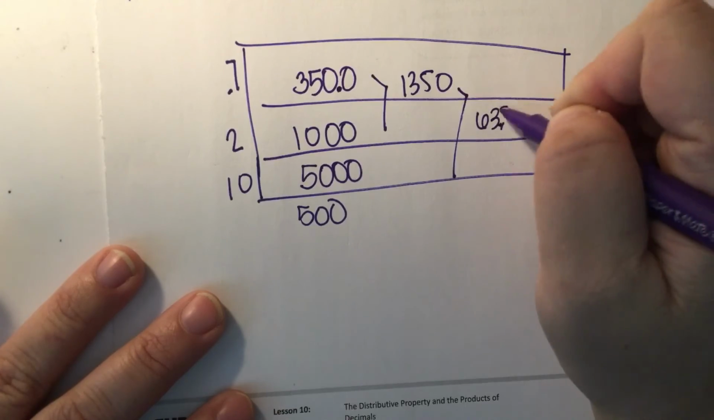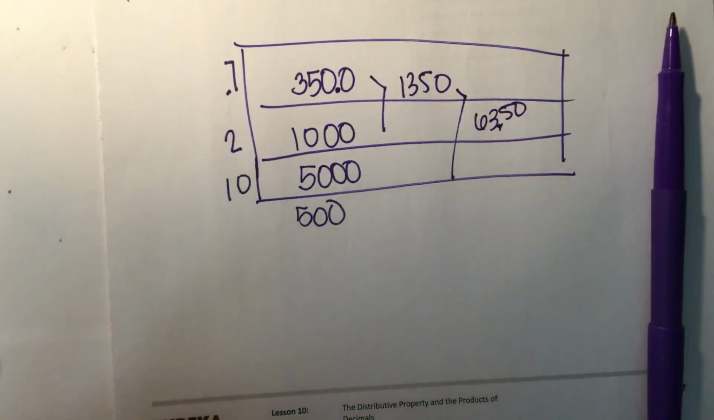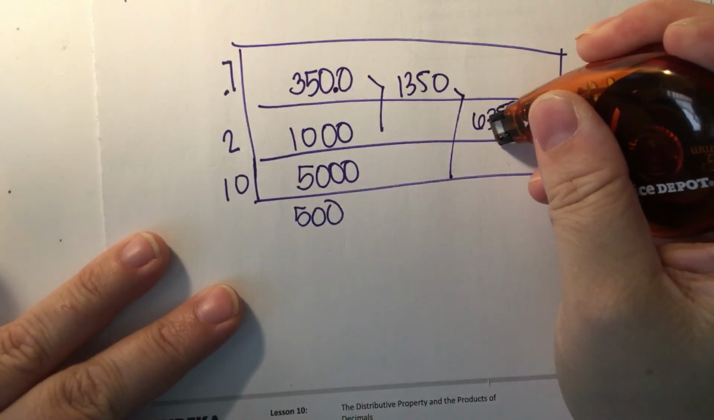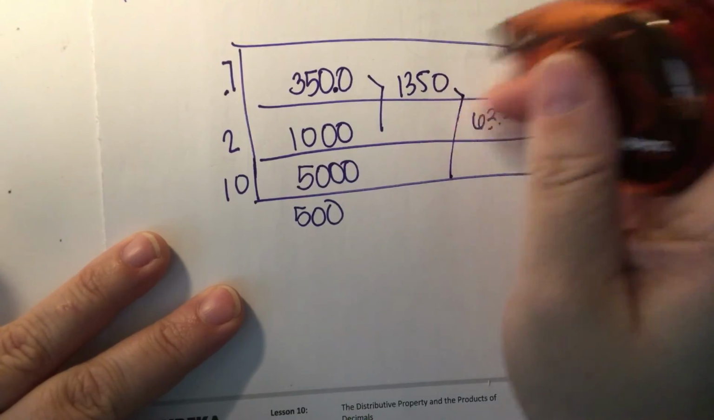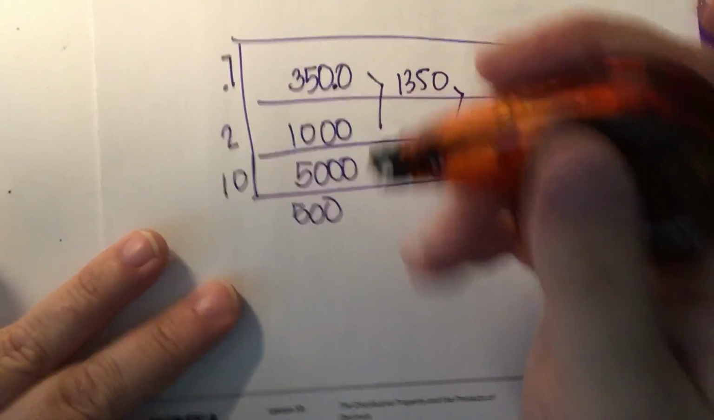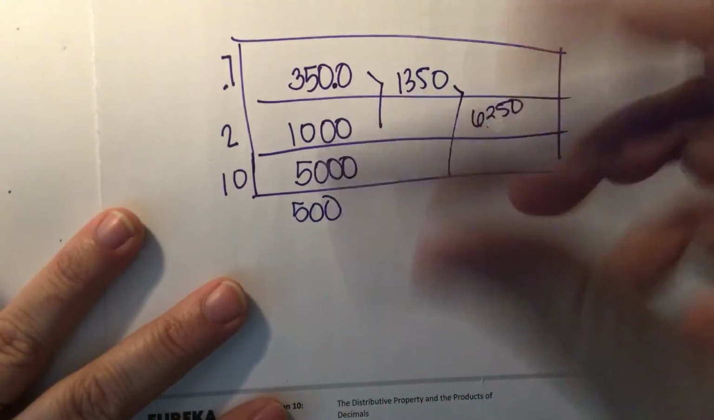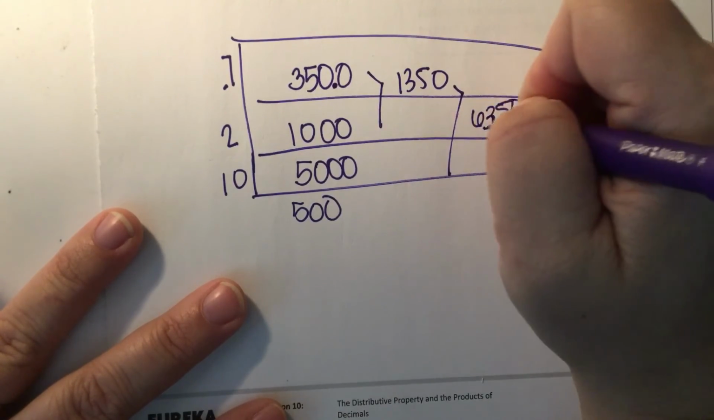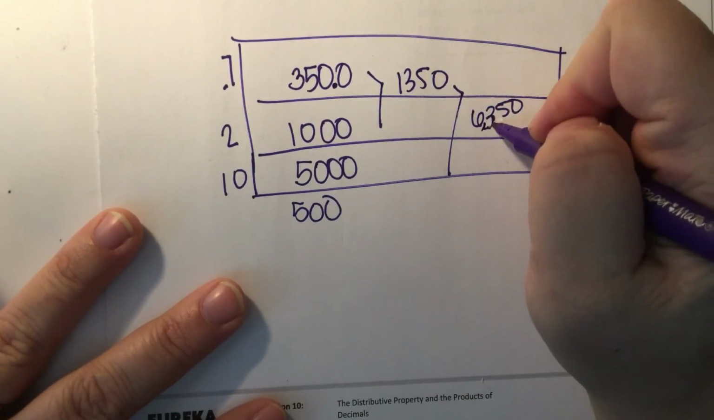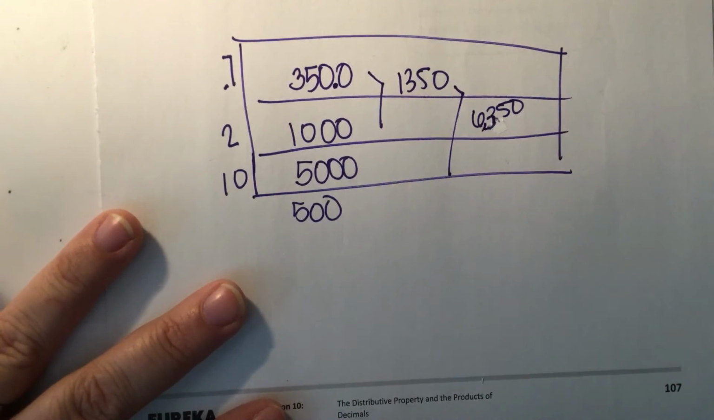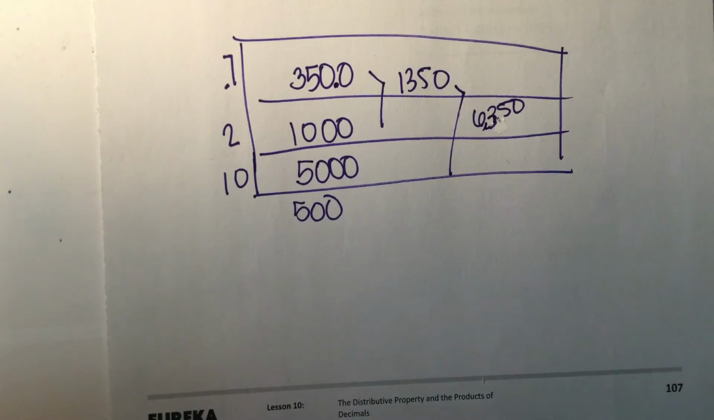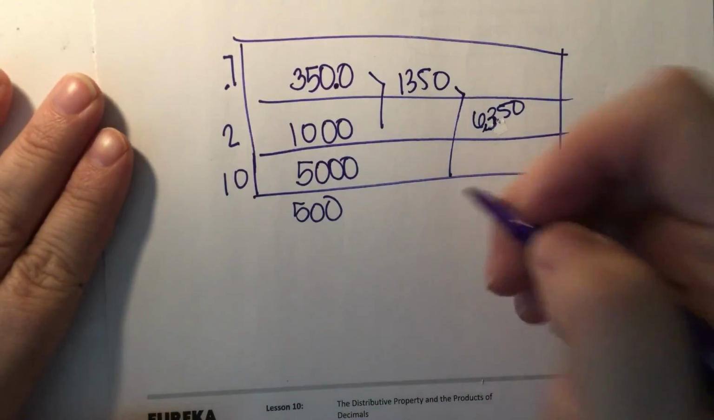Oh, why did you use pencil? I tell you every day. Put my comma in the wrong spot. Okay, so 6350, folks. That's a 3. I know it doesn't look like it. 6350. Okay. Do we want to check our work? Sure, why not?